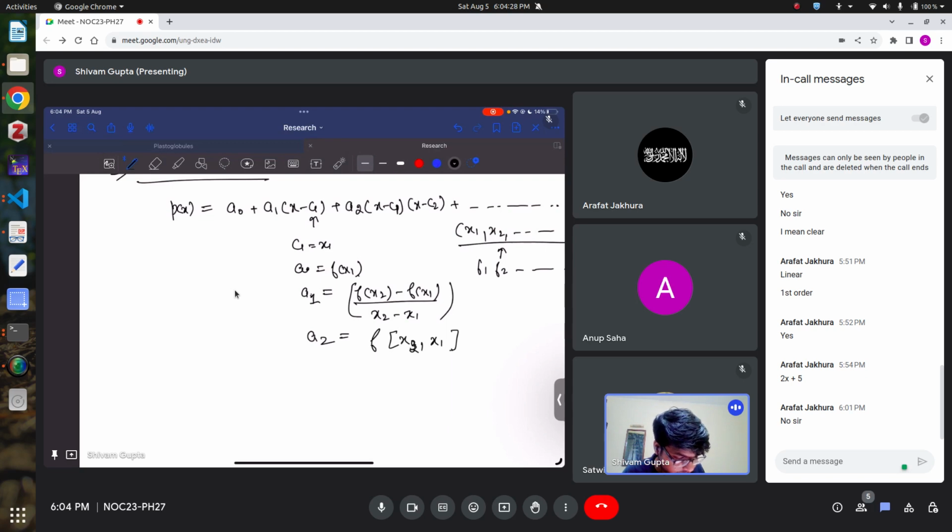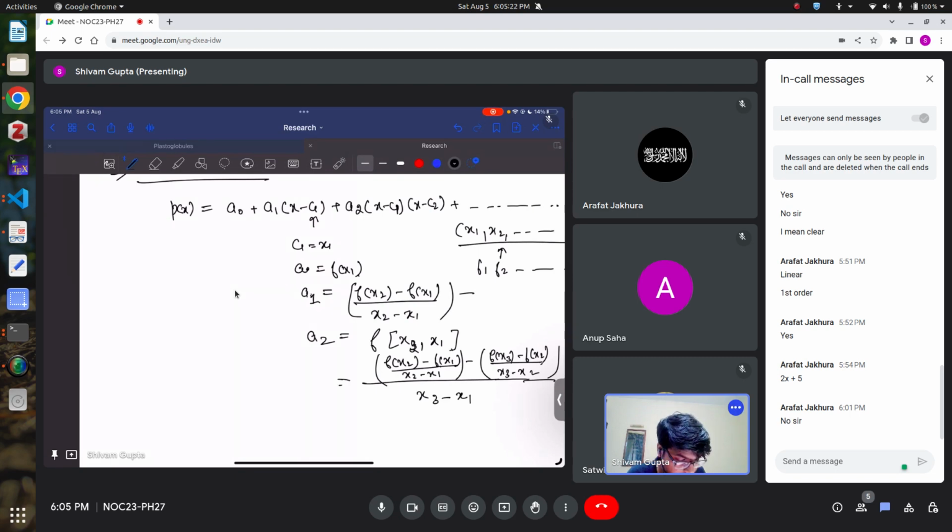Okay, what is the difference between these, like the first and the third term? F of x2 minus f of x1 ... x3 minus x2, f of x3 minus f of x2, and this is x3 minus x1.